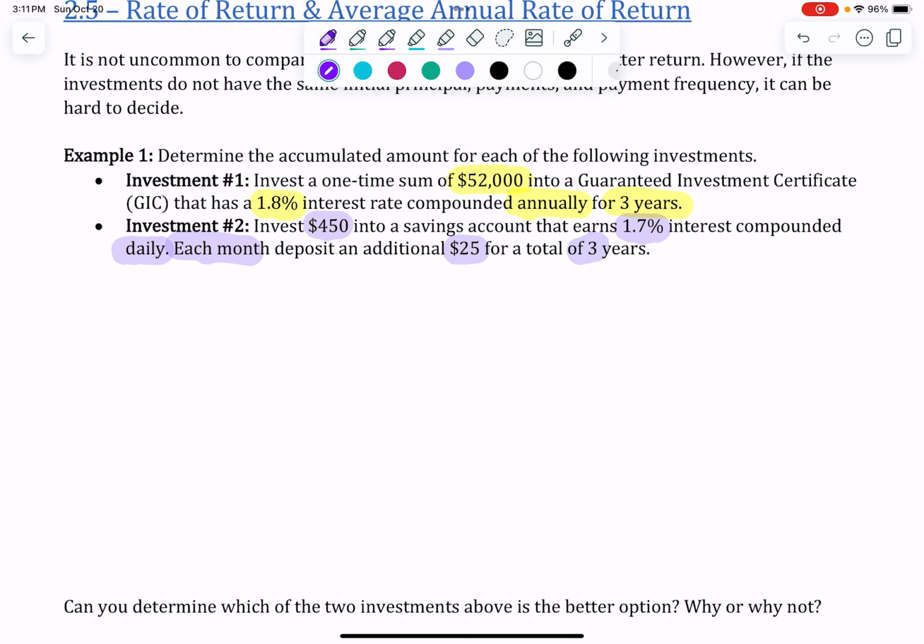Okay, so in both of these situations, we have very different things going on. Realistically, the only thing that's similar is the period of time. This is both done over a period of 3 years.